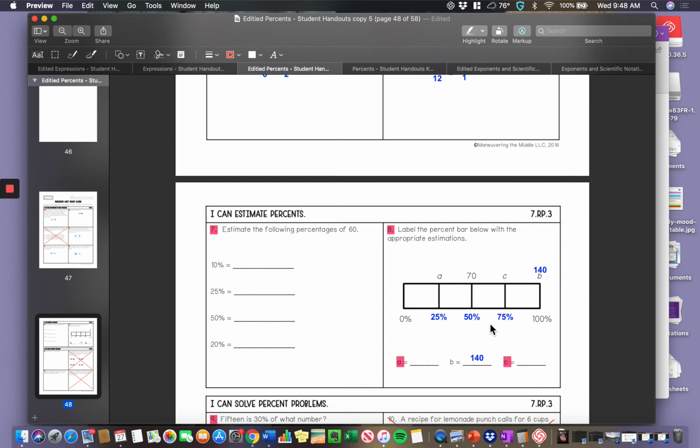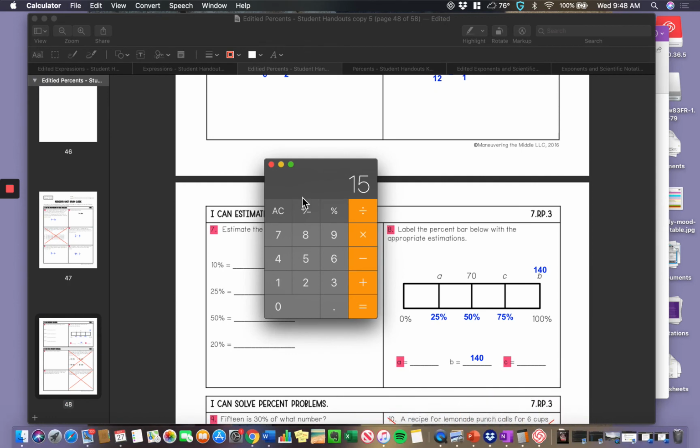So how did I get 140 as 100% of this? Well, if I know 70 is half, I can double that and know that the whole thing is 140. So you could easily find 75% of 140. For example, if I wanted to find C, I could take 140 and multiply it by 0.75, and that is going to give me C.